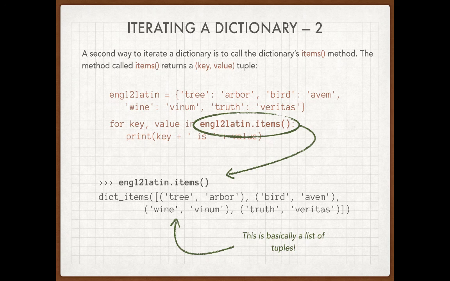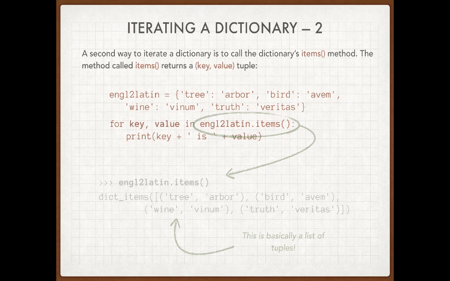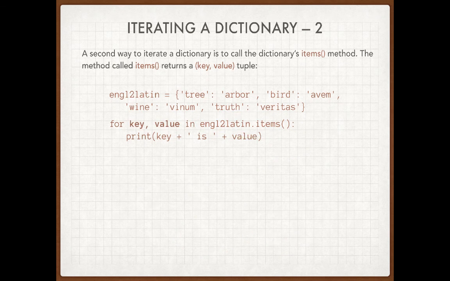So now I'm going to dive a little bit deeper. And what happens is each of those items, like tree, will get copied into key, arbor gets copied into value, and then the next iteration, bird gets copied into key, avum gets copied into value, and then I can print those out to the screen. But under the hood, here's a little bit more about what happens. I mentioned to you that tuples, it is true, are immutable lists. And we can't change them. But there's a second cool thing that Python does with tuples, which is that it allows this funky kind of parallel assignment. And this is actually what's happening here under the hood.